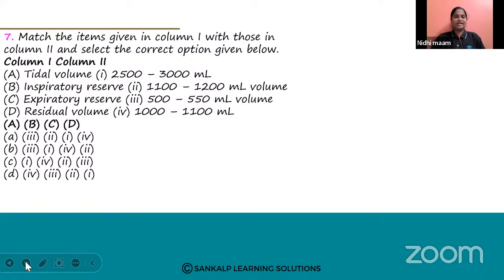Okay, let us check the answer here. The right answer is option B. See here.